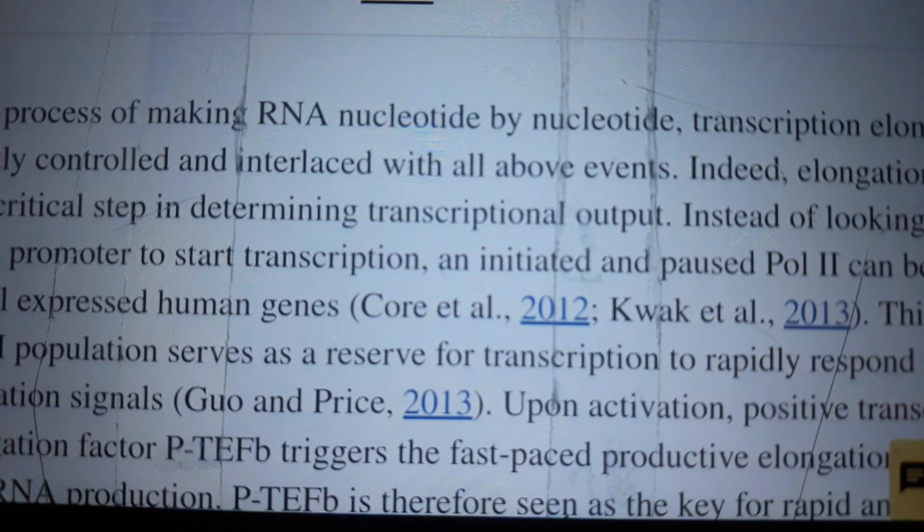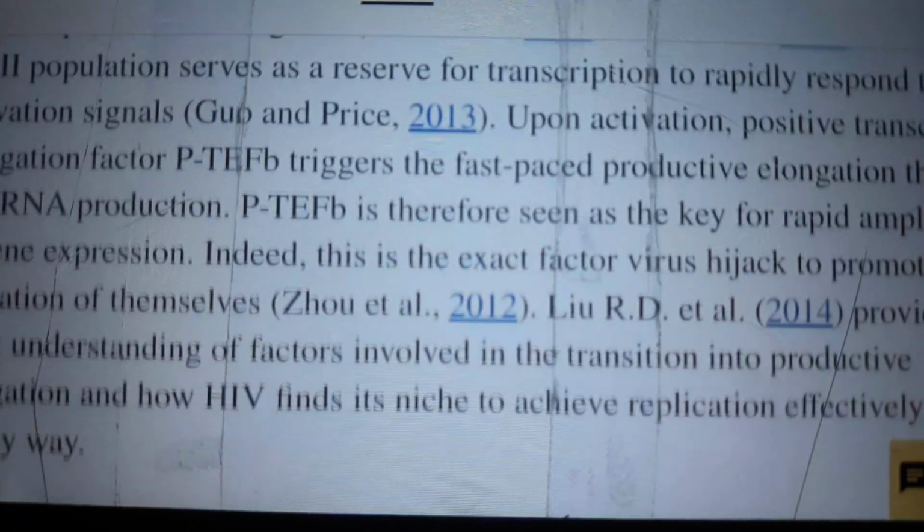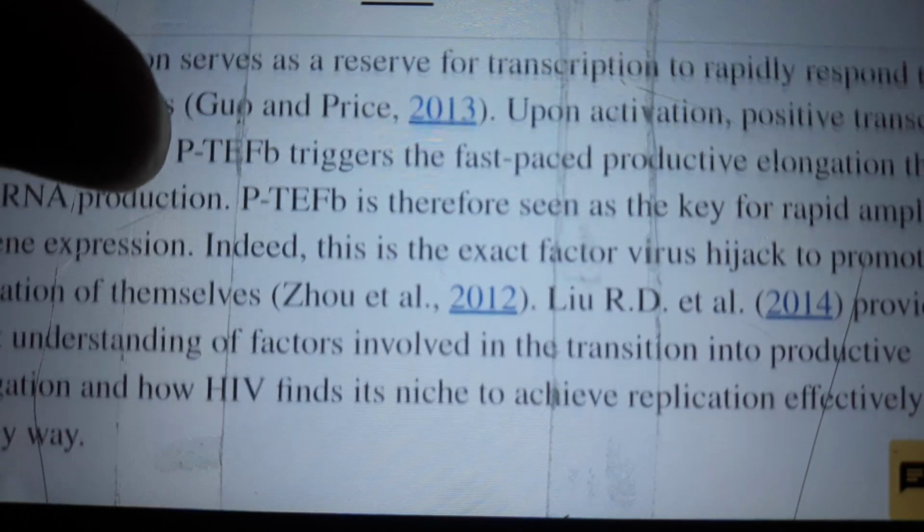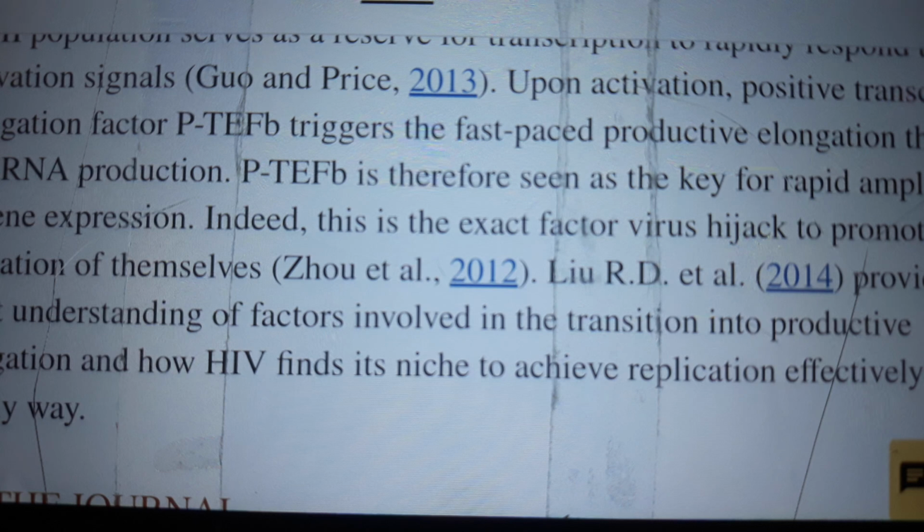The process of making RNA nucleotide by nucleotide, transcription elongation, is tightly controlled and interlaced with all the above events, and elongation control is a critical step in determining transcriptional output, instead of looking for an open promoter to start transcription. Upon activation, positive transcription elongation factor P-TEFb triggers the fast-paced productive elongation that leads to mRNA production. P-TEFb is therefore seen as the key for rapid amplification of gene expression.